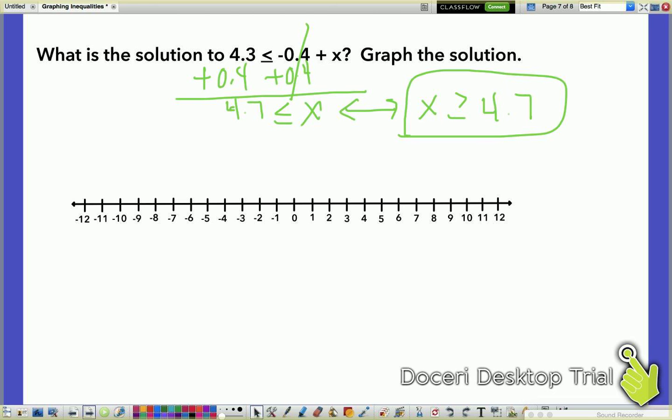Sometimes it's easier to write that way because what happens a lot of times is kids will see 4.7 is less than or equal to x, and they use the less than or equal to sign. Okay, well that's not what that means.